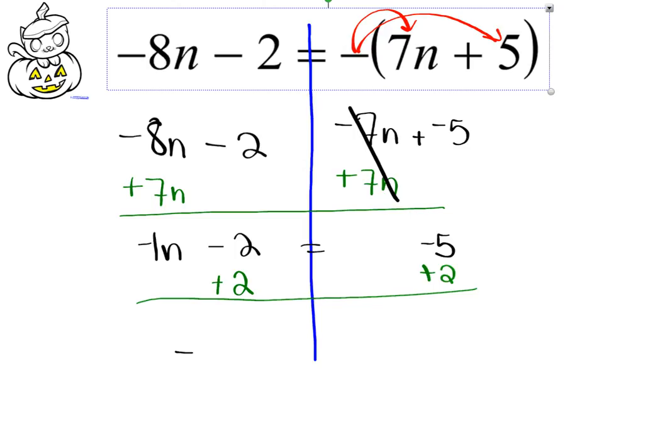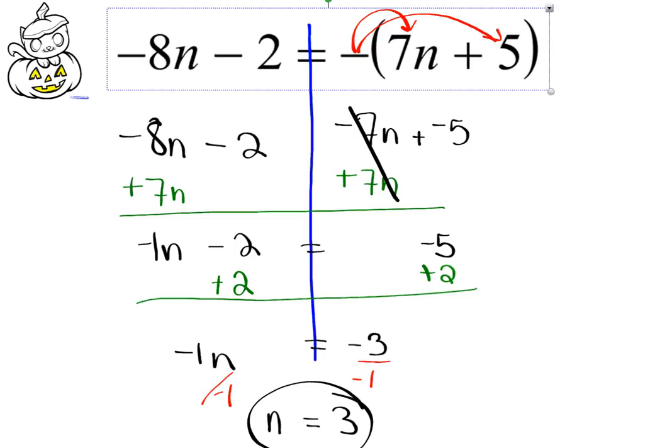I get negative 1n equals negative 3. Divide by negative 1. And my answer is n equals 3. All right, that rule again, if I have letters on both sides of my equal sign, I'm going to move the letters to the left. And that happened right here.